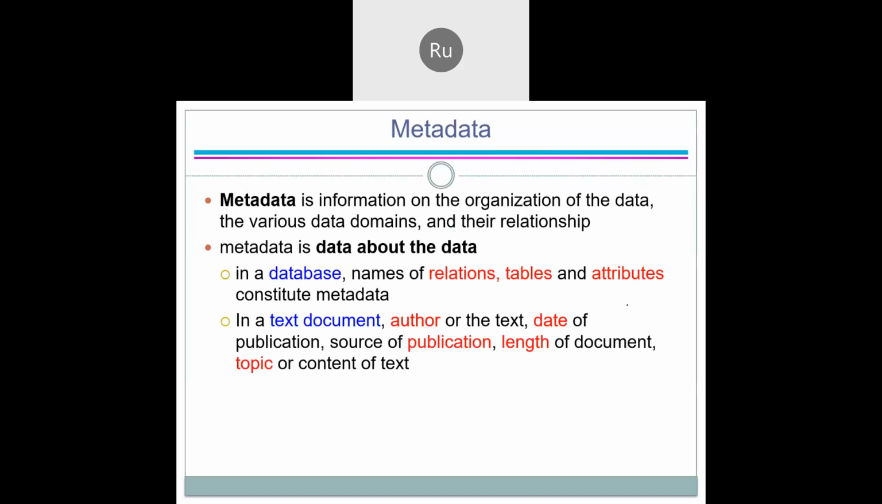If we compare to a text document, we are referring to who is the author, when the document was published, source of publication, length of the document, and the topic or content of the text. So normally they want to differentiate the document or each of the papers that they have based on author, the date, publication, or even the title of the document.